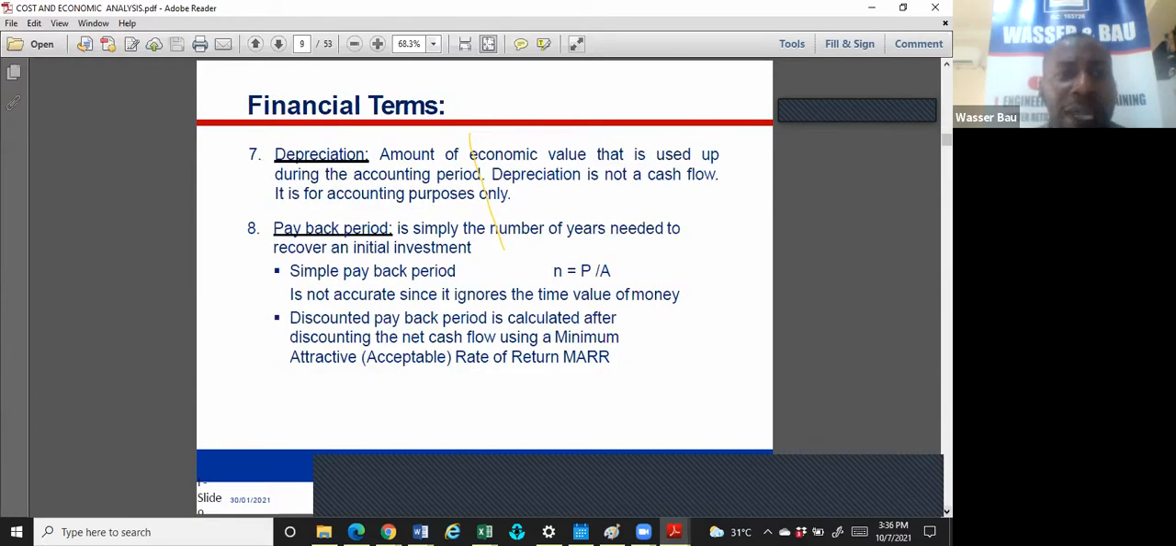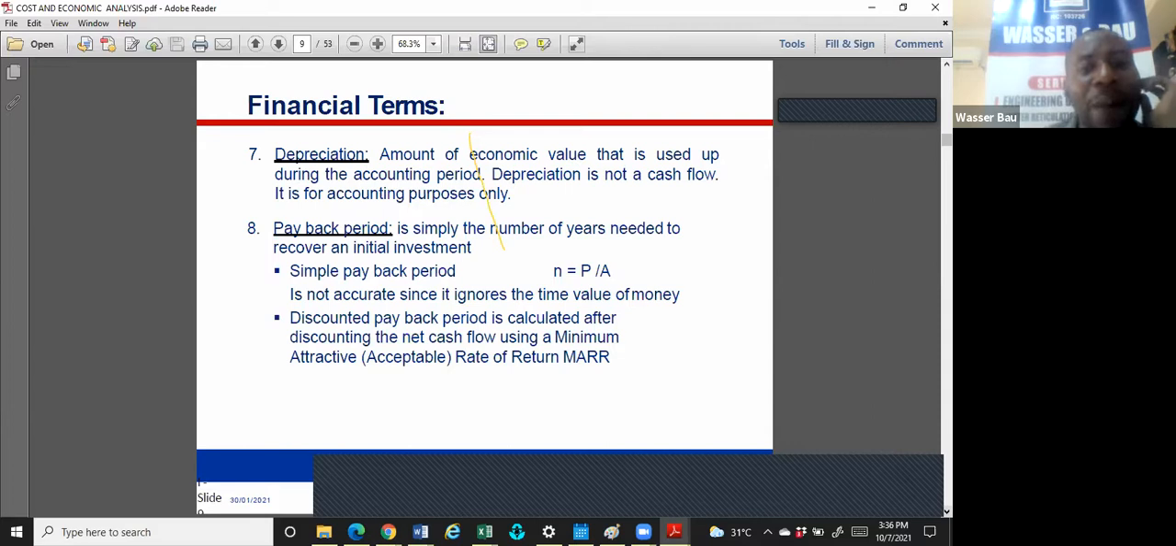Then the next one is what we call depreciation. Depreciation is the amount of economic value that is used up during the accounting period. Depreciation is not a cash flow, but it's for accounting purposes only. So depreciation is an economic value, the rate at which something loses its value.